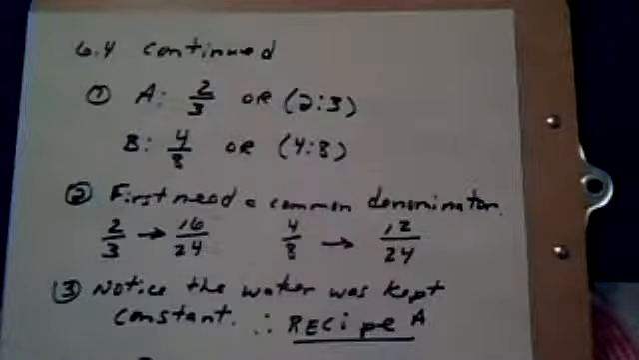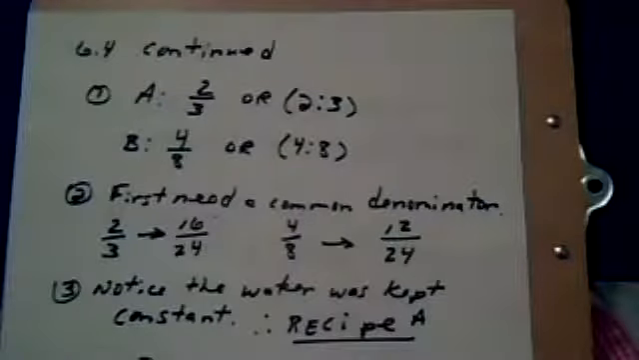Or you could write it with a colon. You first need a common denominator or a common numerator. It doesn't matter. We're going to go ahead and go for the common denominator. So 2/3, we're going to change it to 16 over 24. And 4/8, we're going to change it to 12 over 24.